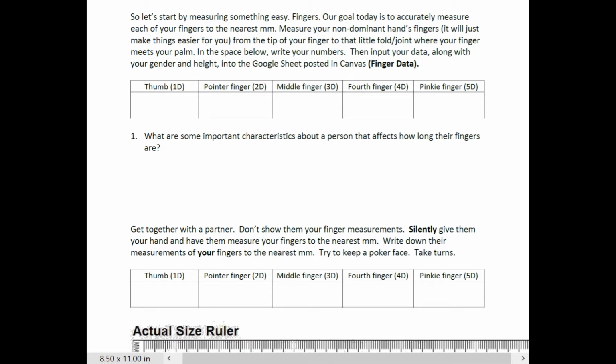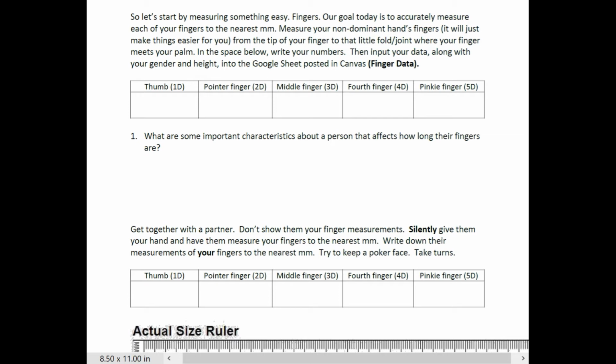Now get together with someone else in your household or social bubble. Don't show them your finger measurements. Without giving them any specific directions, have them measure your fingers to the nearest millimeter and record those measurements on your classwork. Side note, if you're in quarantine or you otherwise can't get together with a partner, don't sweat it. Maybe try measuring your fingers again, but this time using your dominant hand as little as possible to help you. So if you can't get together with somebody, not the end of the world.